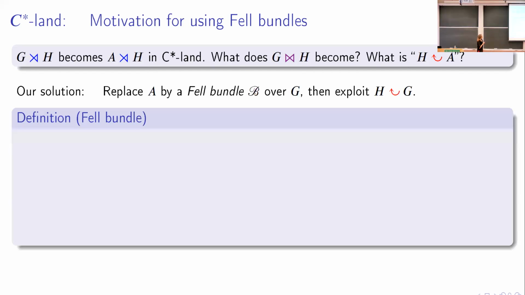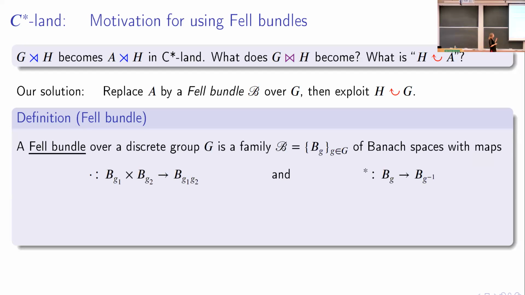Okay, so our solution to this question was, instead of looking at a C-star algebra, we actually look at a Fell bundle. Because Fell bundles, I will talk about them in detail in a second. They are fibered over, in my case, my groupoid G, and I can then exploit that G acts on H. Okay, so I'll give you the definition of a Fell bundle, but again, the disclaimer, I'm only going to give the definition for discrete groups, because otherwise it's going to get too unwieldy.